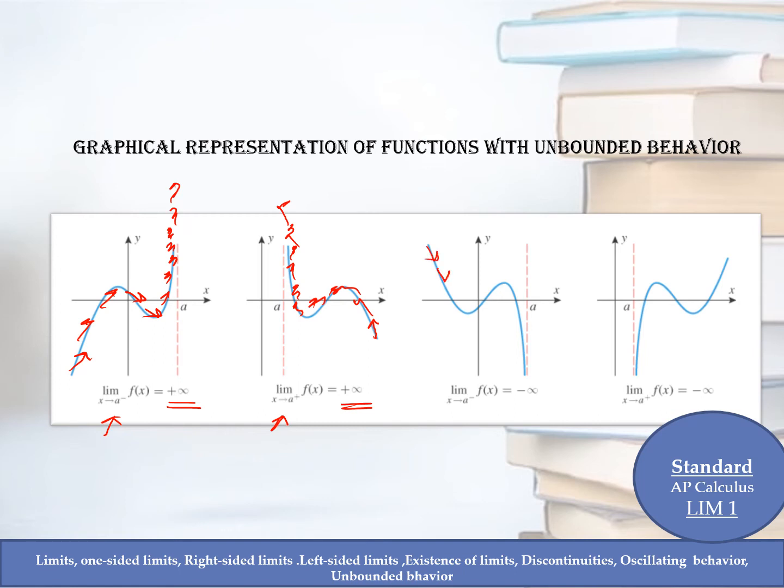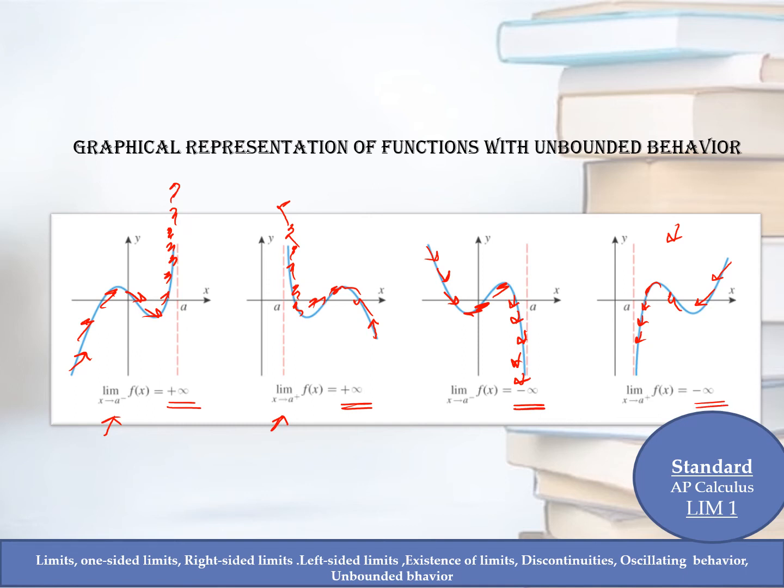So the limit as x approaches a from the left hand side. What is happening? The graph is decreasing without bound, so you will write negative infinity. Similarly, in the fourth graph, the line is coming from the right hand side towards the a, there is an asymptote at a, but the line is decreasing and decreasing without bound. So you will say it is equal to negative infinity.